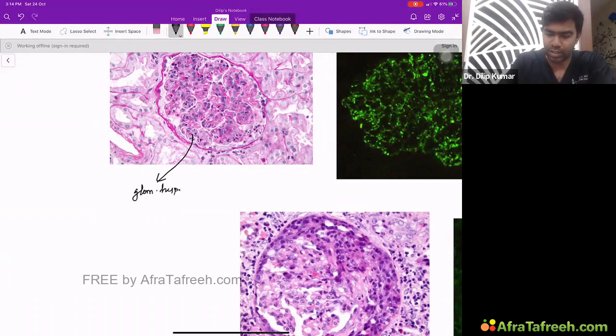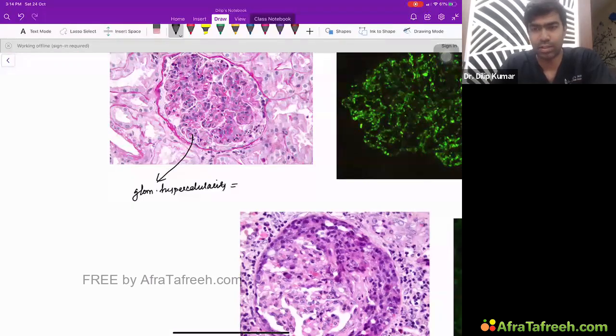So whenever you see this kind of entire glomerular hypercellularity, what is the disease that you're dealing with? Please don't tell PSGN, for God's sake. Whenever you see an entire glomerular hypercellularity, you are going to diagnose something called an APGN. This is called acute proliferative glomerulonephritis. That's what we're going to diagnose here.